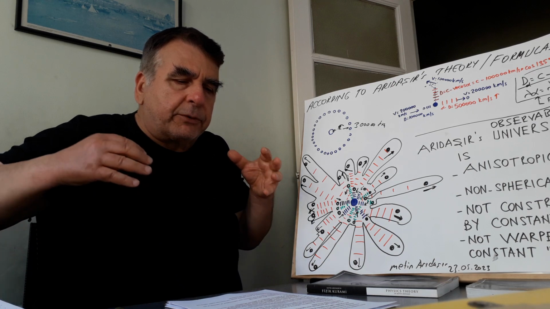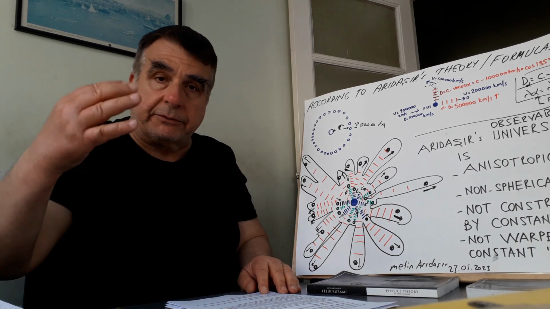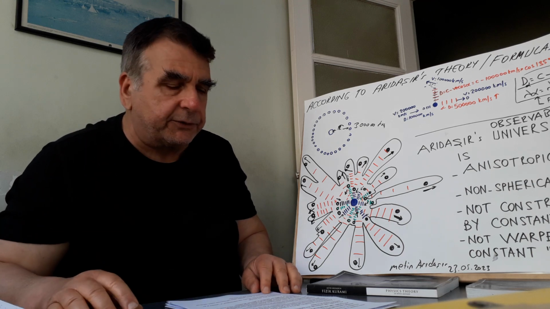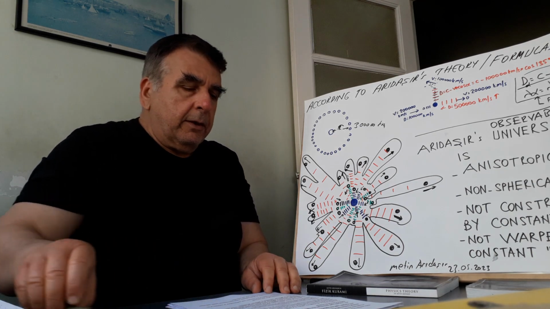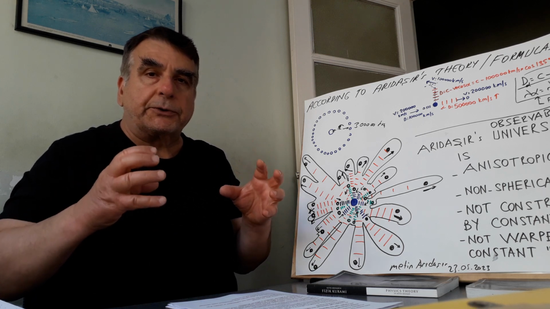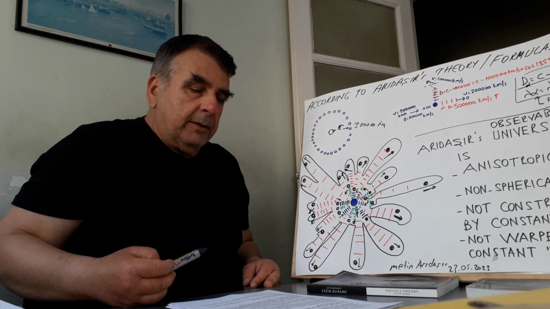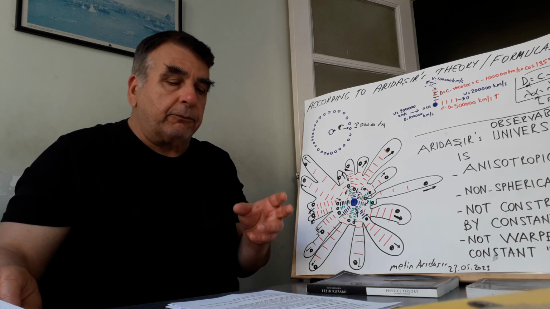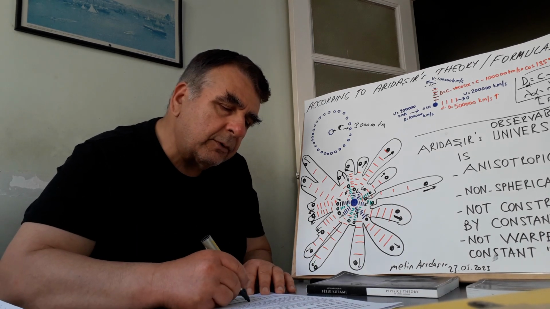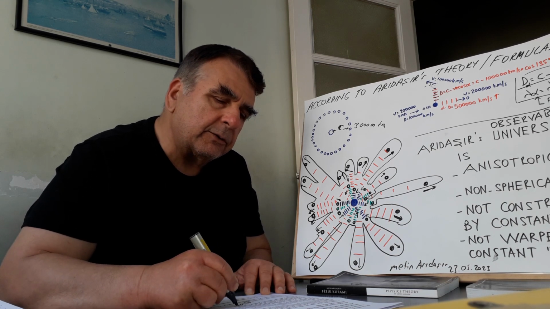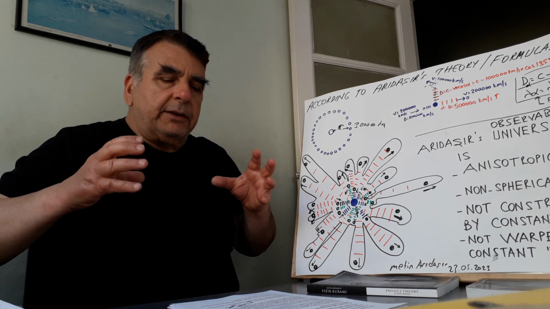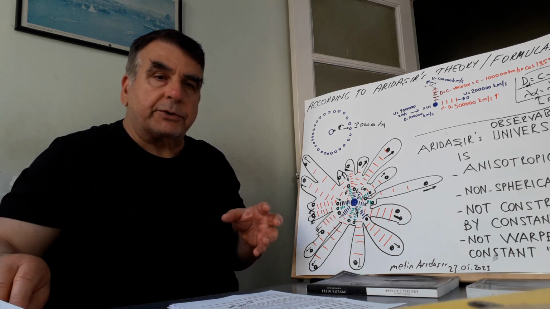Some objects move away from the observer at different velocities in different directions. Some objects move close to the observer at different velocities in different directions. Now, A, what would happen if the velocity of light wave was independent of the velocity of its source?